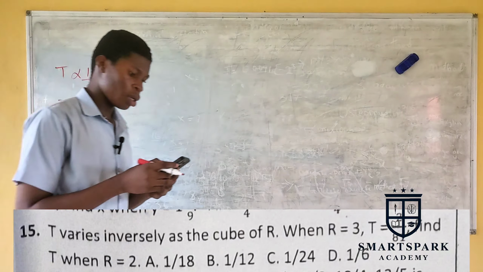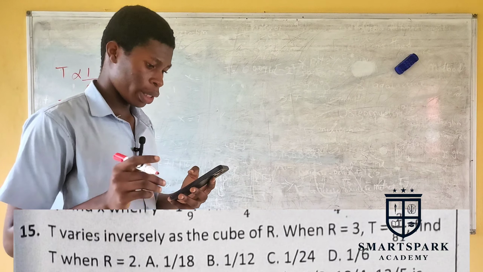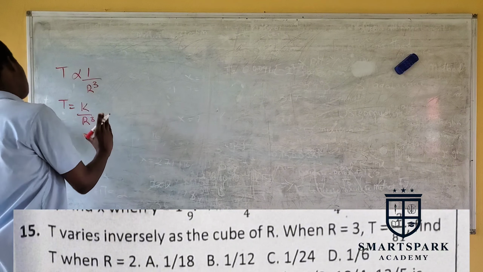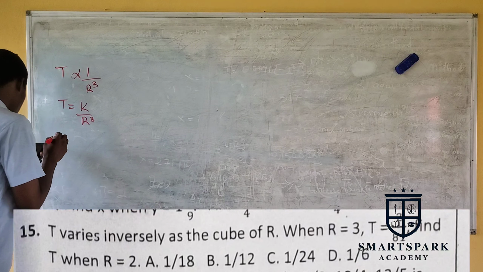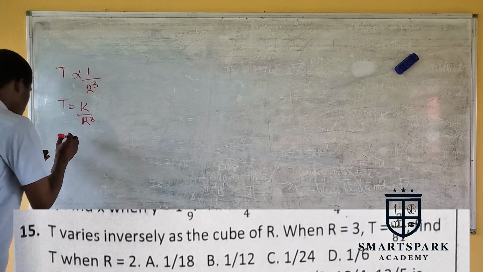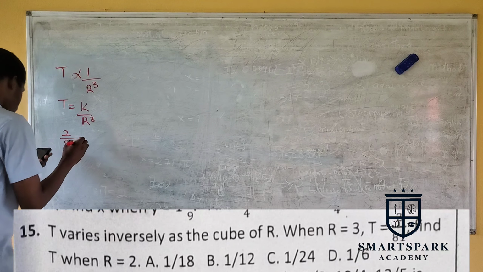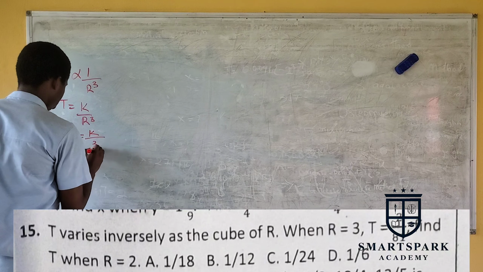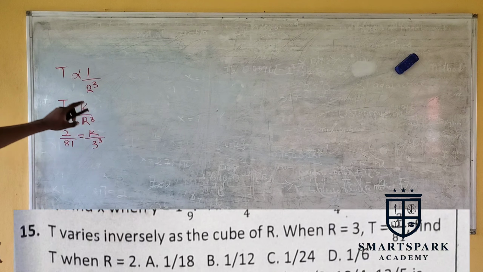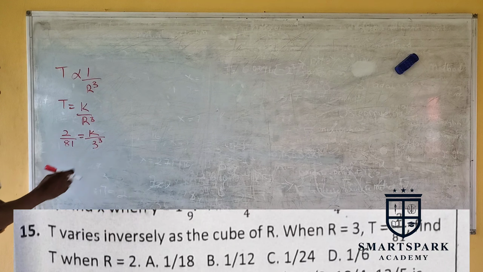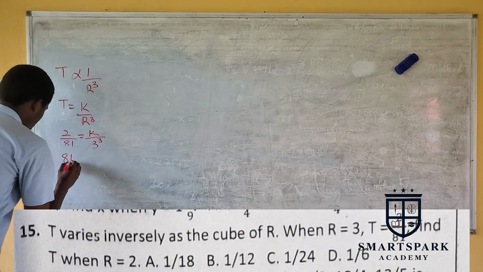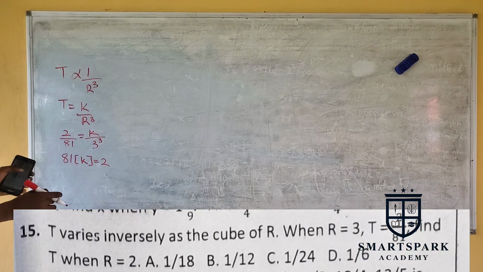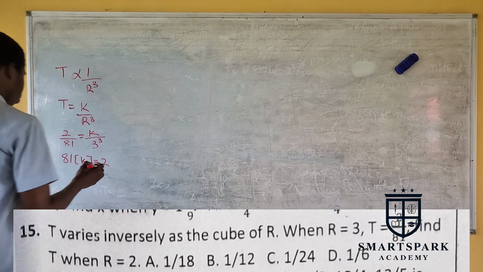So now from our question, they said r is equal to 3 and t is equal to 2 over 81. So now we are going to input all those into this equation to get our k. So now t is what? t is equal to 2 over 81 and r is equal to 3. So this is 3 cubed. So now we are going to cross multiply to get our k. So this 81k is equal to 2 times 3 raised to power 3, which is 3 times 3 times 3, which is 27.